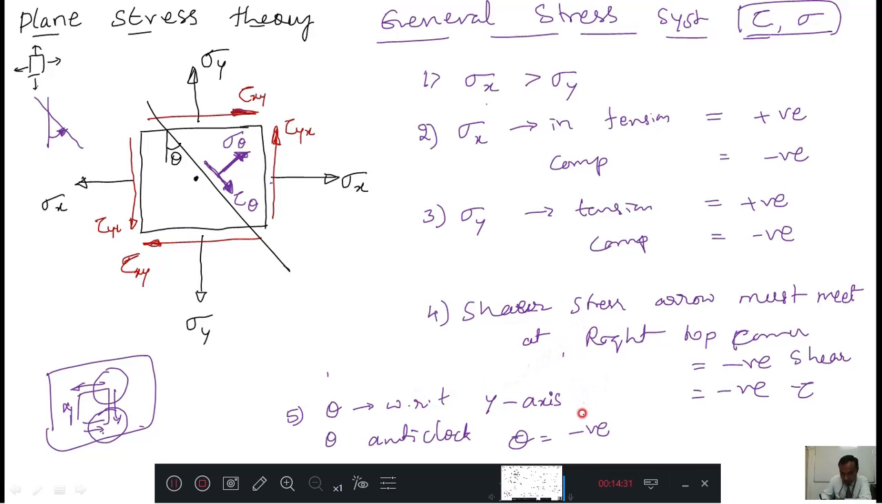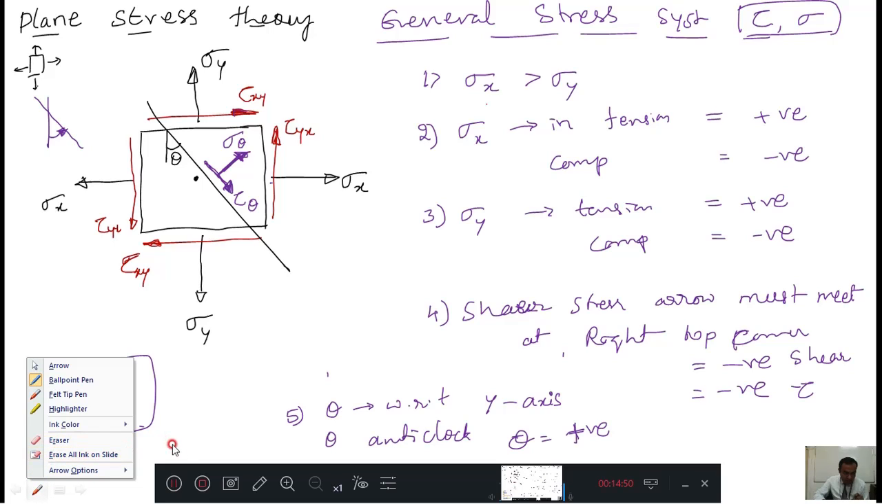This is positive. If it is in a reverse, clockwise direction rotation, that is negative. These 5 conventions you should know, then only we can go for derivation. Hope you are clear with this. Okay, then we will erase it.